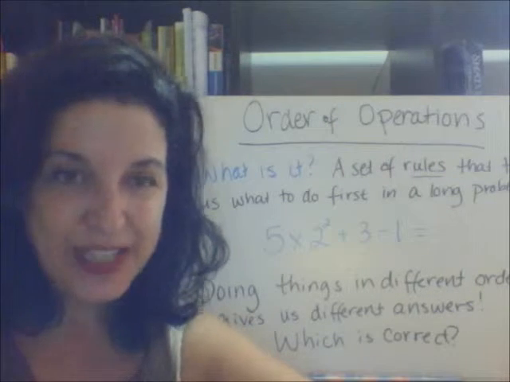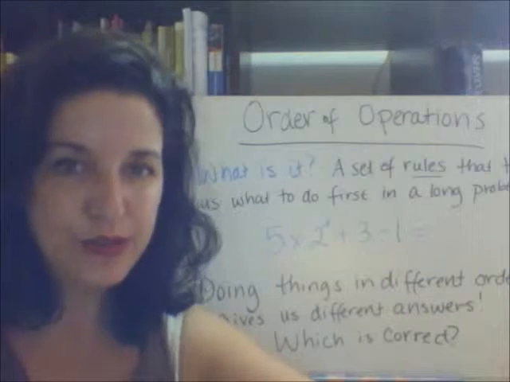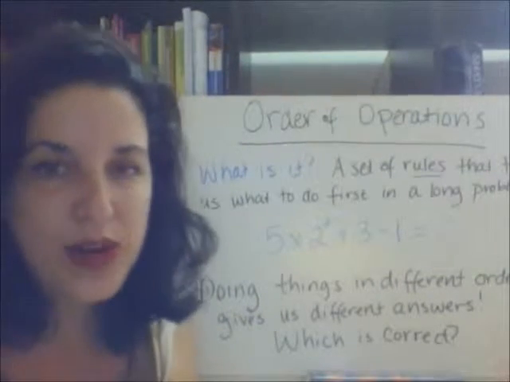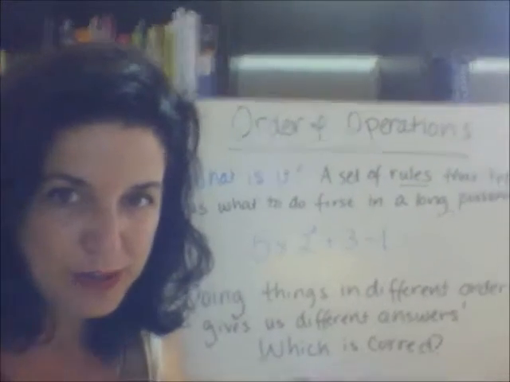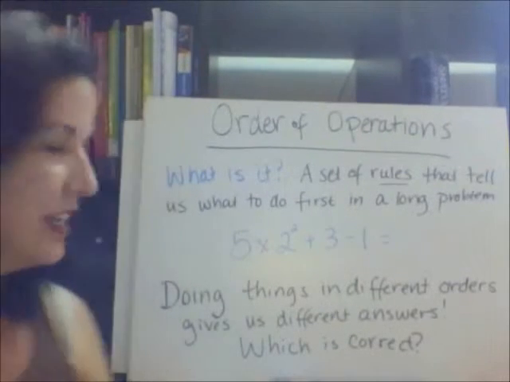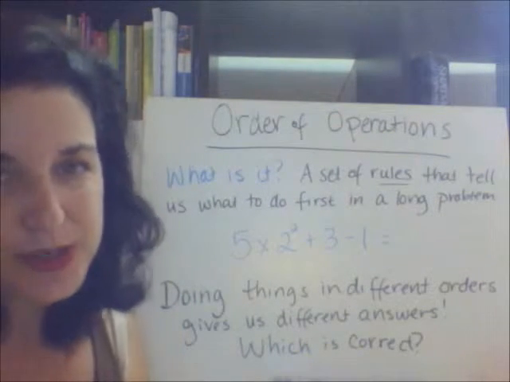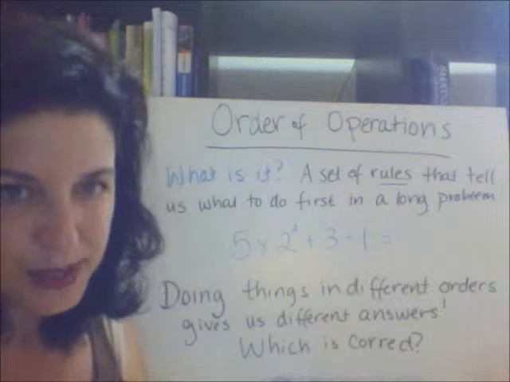Today we're going to be talking about the order of operations. Basically, it's a set of rules that tell us in what order we do a math problem. So, for example, you've got a problem like this: 5 times 2 squared plus 3 minus 1.